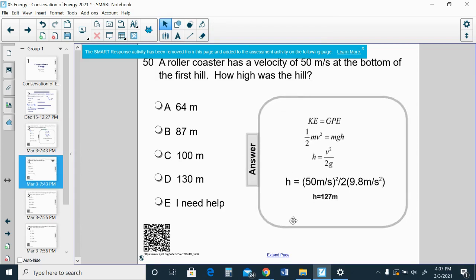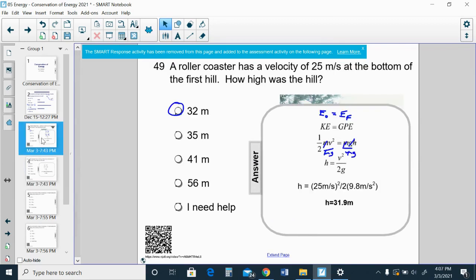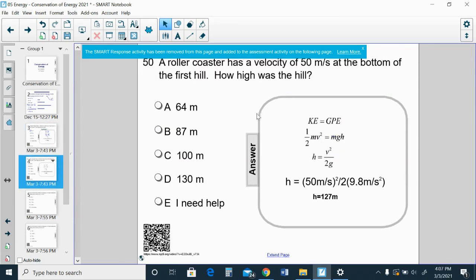So similar to the last question, we just have a greater velocity this time. Same exact method of rearranging the equation, where you end up with height is equal to velocity squared divided by 2 times the gravity. You end up with 127 meters, or 130 meters rounded. So answer D.